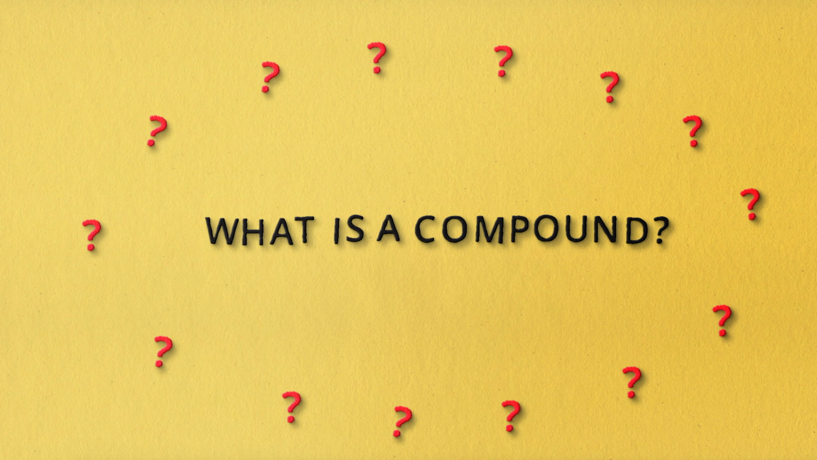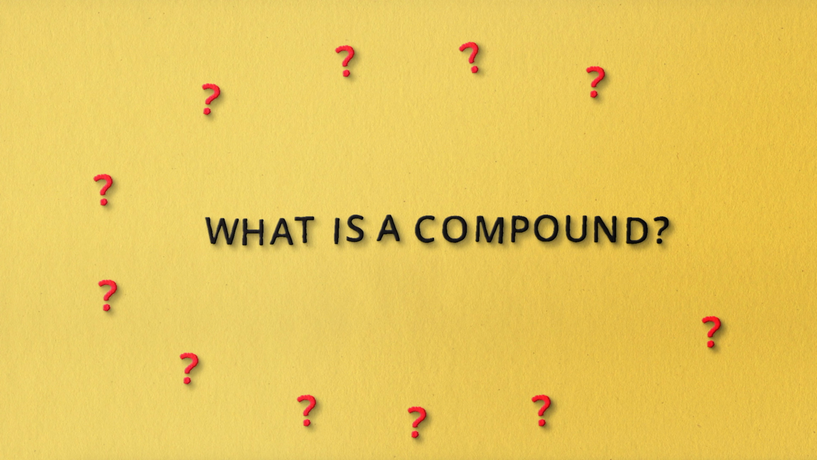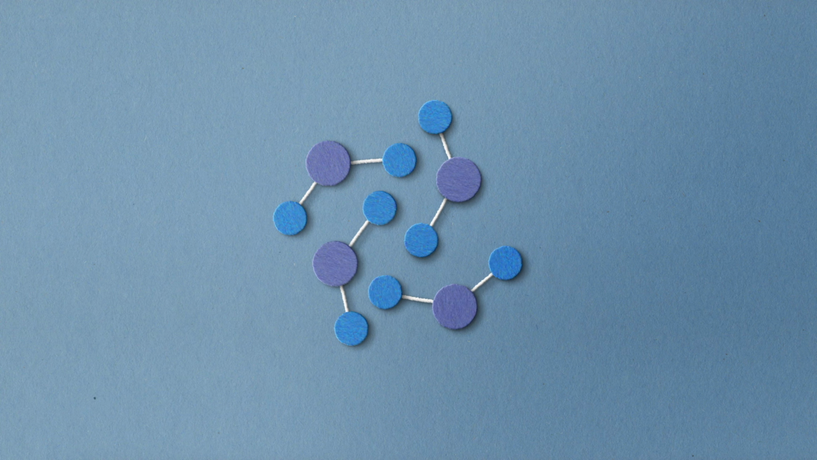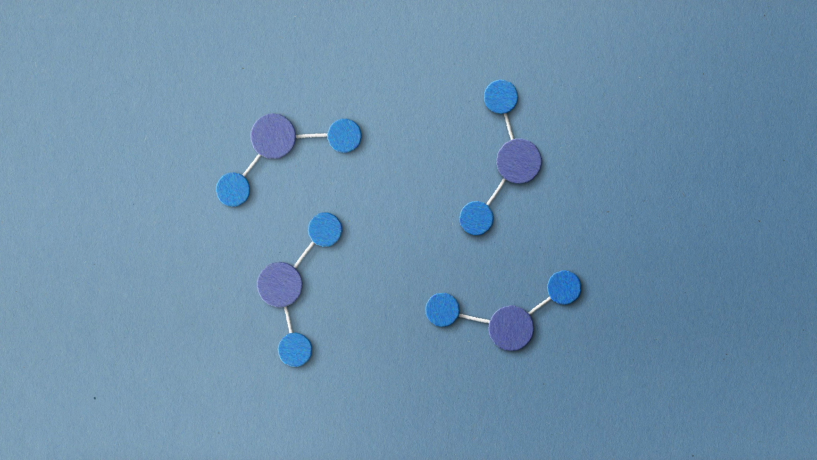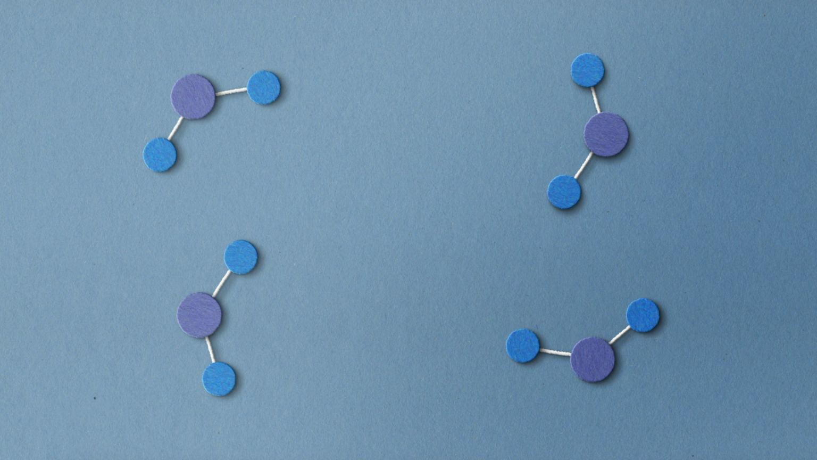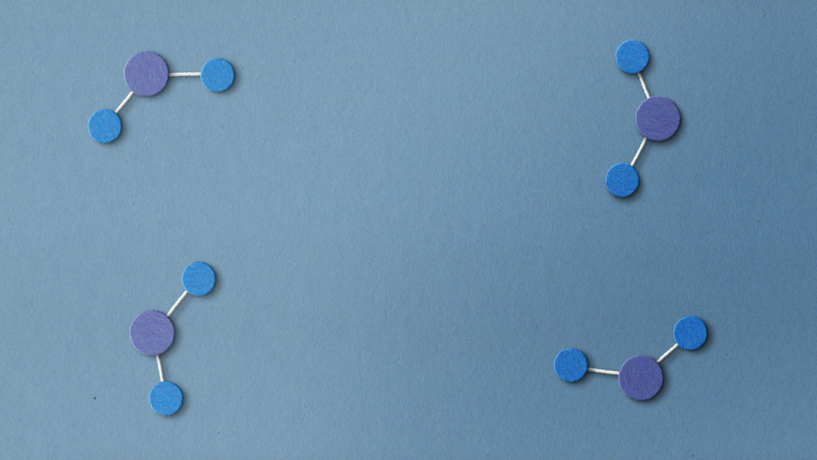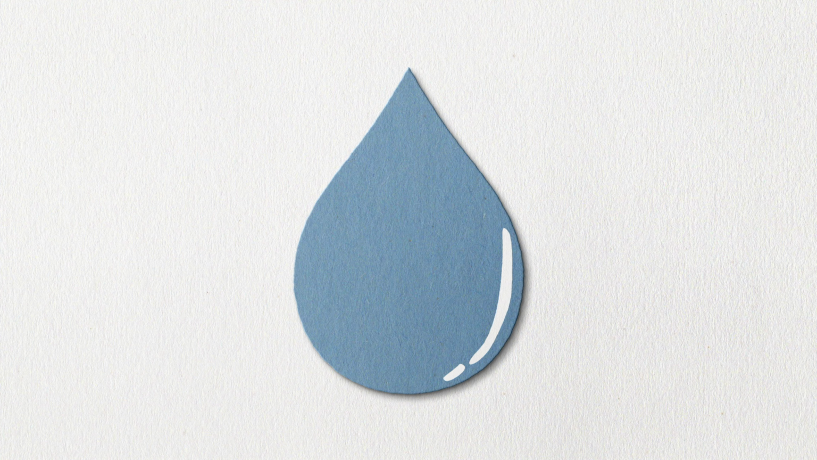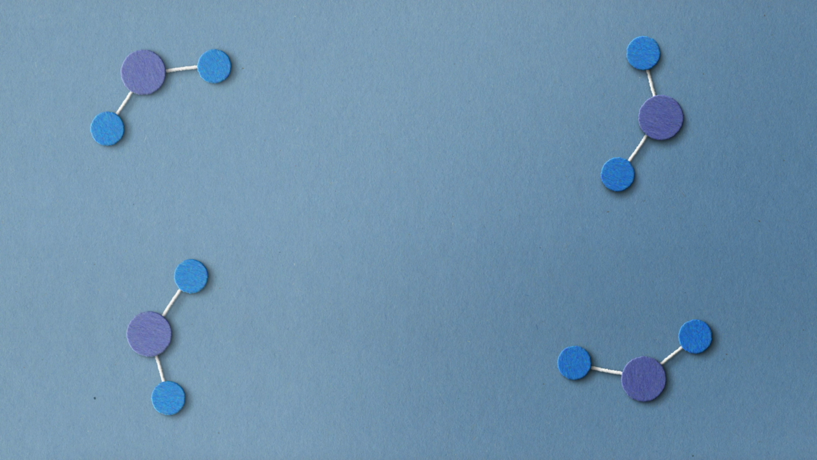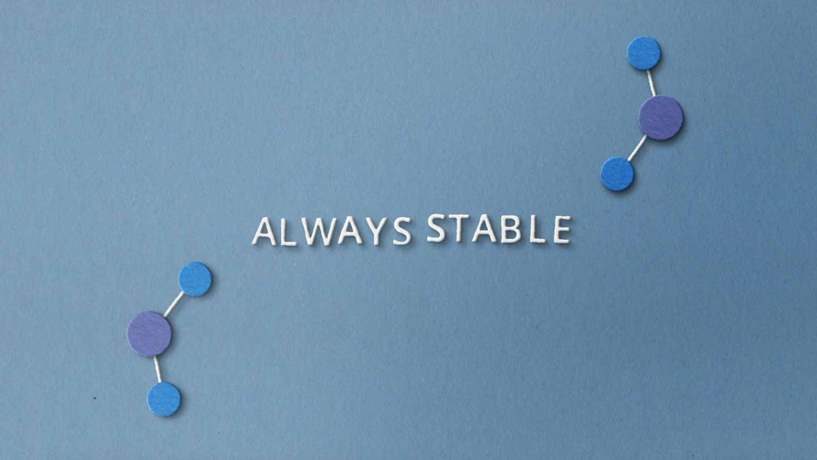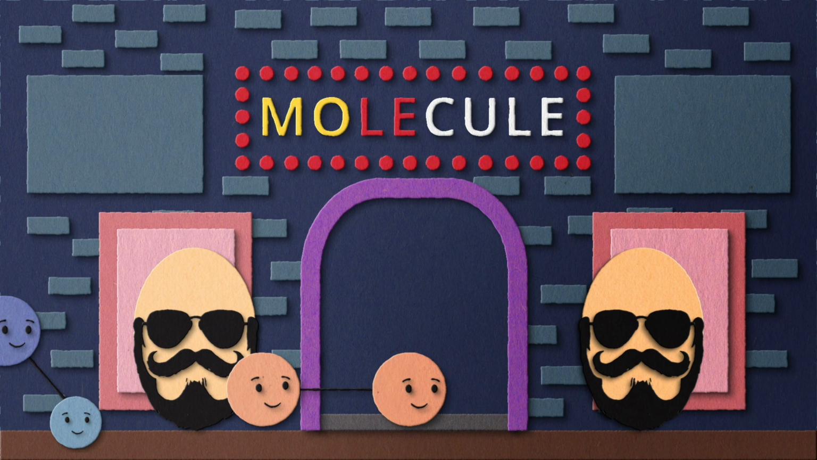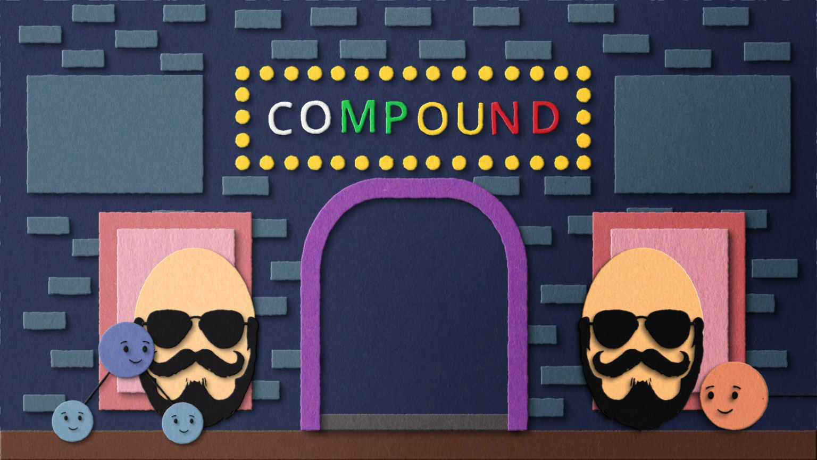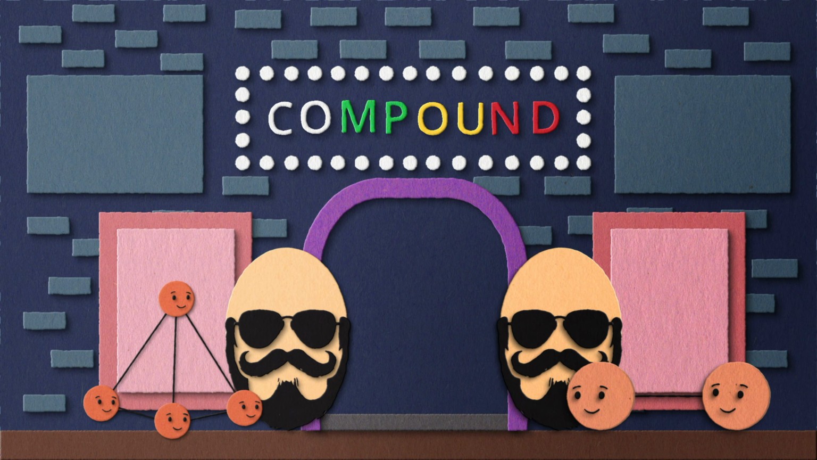Now, time for us to look at compounds. A compound is a substance made up of many identical molecules composed of atoms from more than one element held together by chemical bonds. Since they have a physical form continually visible to the naked eye, compounds are always stable. Every compound is a molecule, but not every molecule is a compound.